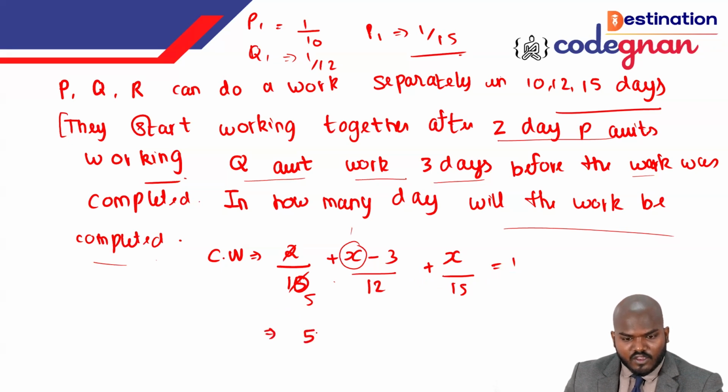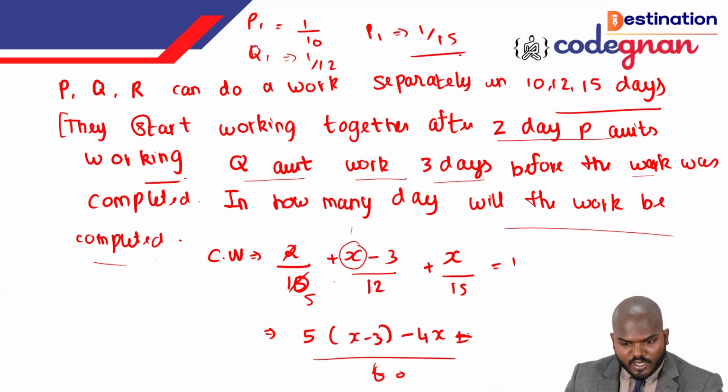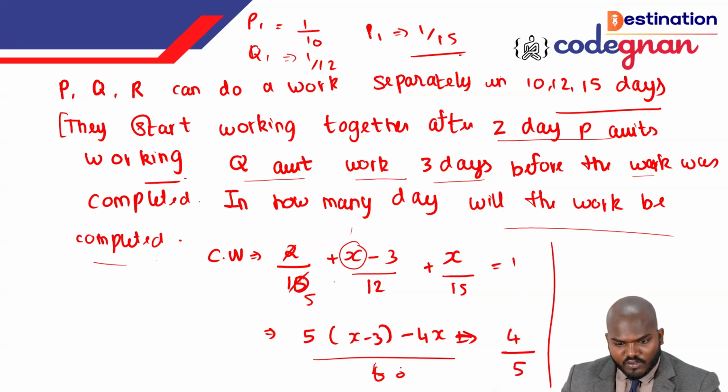So you can make it like 5(x minus 3) minus 4x, all over 60. If you sort this out, guys, it will give you the value 4 by 5. Once you do this, you get this portion. That will go this side, and you see 5x is there, right? So it will become 9x, and it will come as plus.